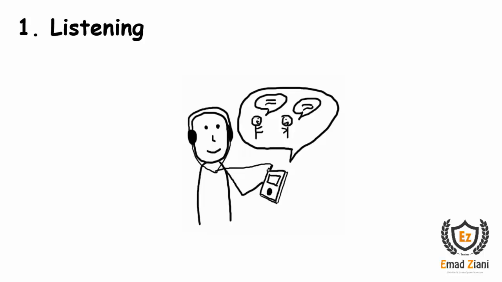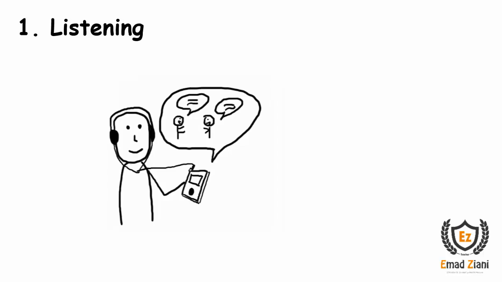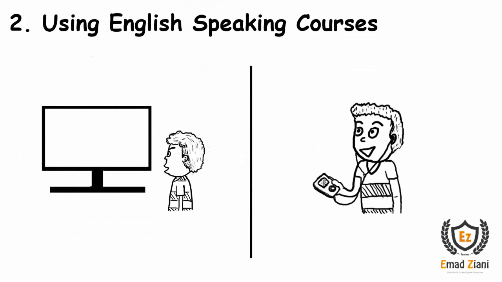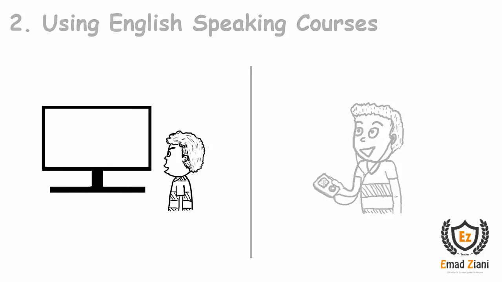The first method is listening. Just listen to English as much as possible. An advantage of this method is that it's easy to do. You can do it while stuck in traffic, while exercising, while waiting in line, and so on. But the main drawback of this method is that it's too passive. Listening alone is not enough. You have to combine listening with some sort of speaking practice. And that brings us to the next method, which is to use English speaking courses that teach English implicitly. Let's see how these courses work.